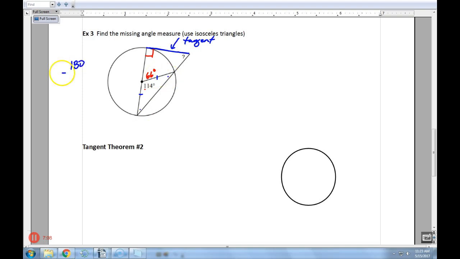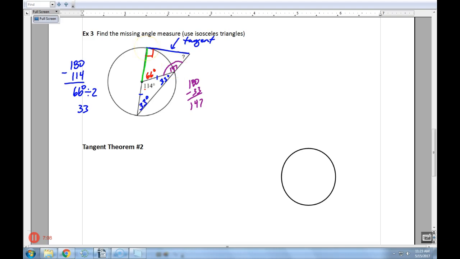So I'm going to do 180 take away 114, and that means I have 66 degrees left. But I need to divide that by 2, and I believe I get 33 degrees for each of these angles, 33 degrees. And that will allow me to find this big angle right here, because that has to add up to 180 with 33. So 180 take away 33 is 147. So this is 147.